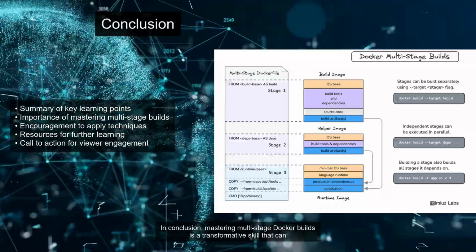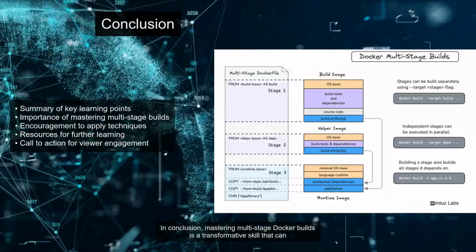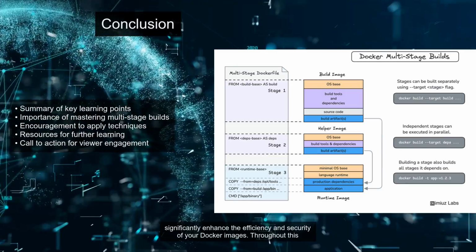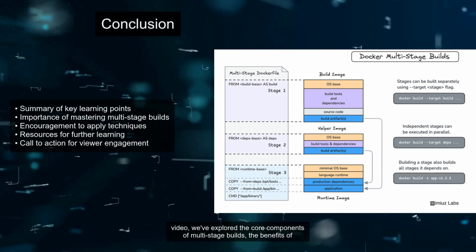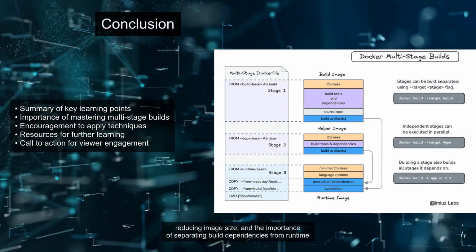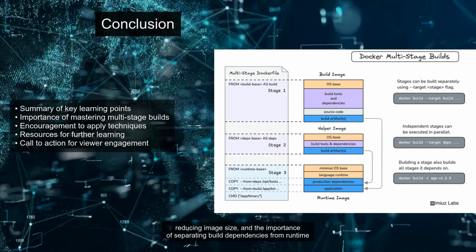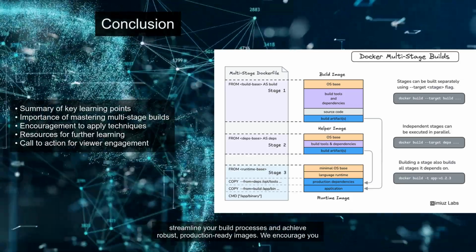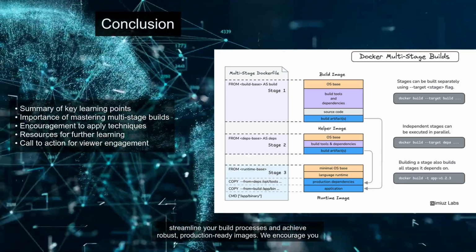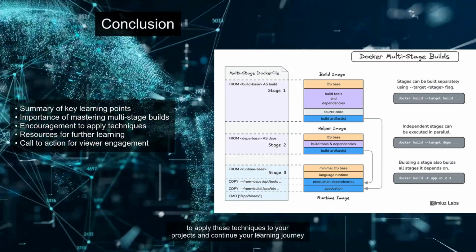In conclusion, mastering multi-stage Docker builds is a transformative skill that can significantly enhance the efficiency and security of your Docker images. Throughout this video, we've explored the core components of multi-stage builds, the benefits of reducing image size, and the importance of separating build dependencies from runtime environments. By implementing best practices and optimizing build cache usage, you can streamline your build processes and achieve robust, production-ready images.